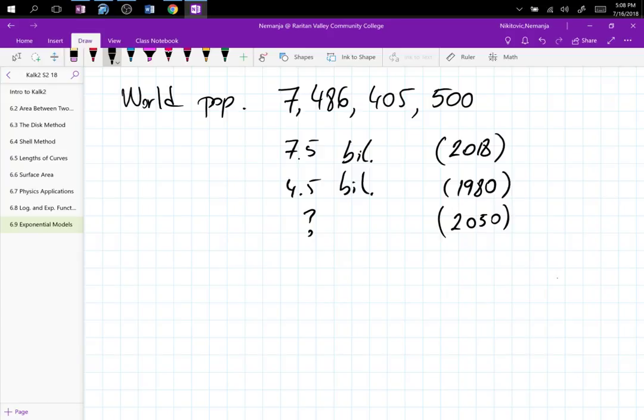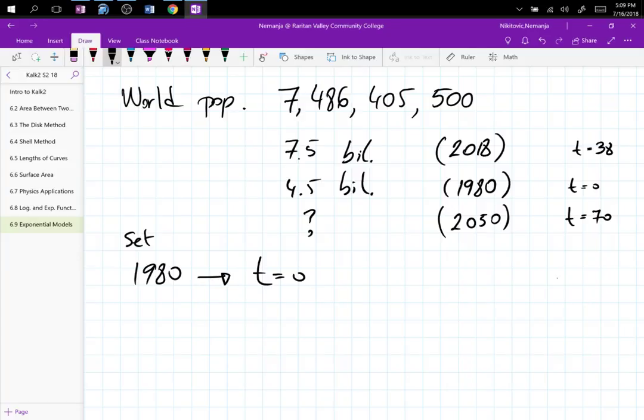We have 2 points in time, and I'm going to call 1980 time equal to 0. So if 1980 is t equals 0, then this time over here is going to be 38. If I scale the time, because I really don't want to drag these thousands through the calculation for no reason, I'm going to set 1980 as the beginning of time, and we are going to say that the initial population on the planet is 4.5 billion.